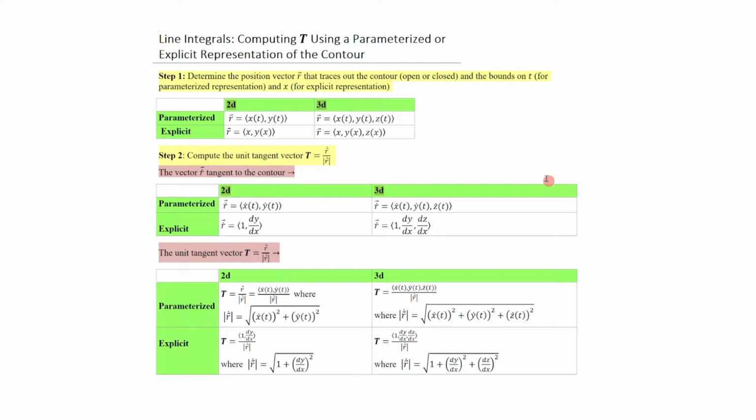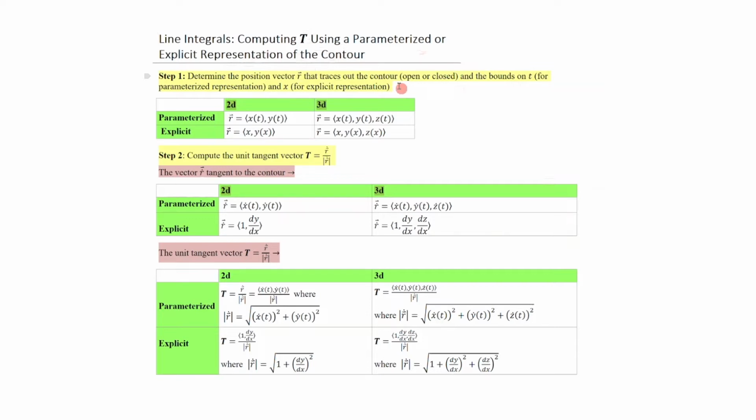So basically, we looked at two versions of computing the unit tangent vector to a contour. That's bold capital T. Parameterized and explicit representation. First step was always to determine the position vector that traces out the contour. This contour could be open or closed. And the bounds on T for parameterized representation was necessary, and the bounds on X for explicit representation.